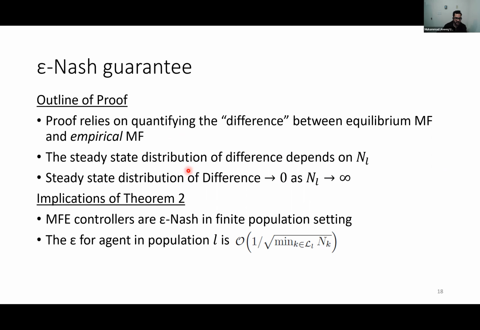And we can show that the steady state distribution of the difference depends on N_L, and the difference goes to 0 as N_L goes to infinity. And the implications are standard: mean field controllers are epsilon Nash in the finite population setting, and the epsilon depends on the min over the set of neighboring populations.